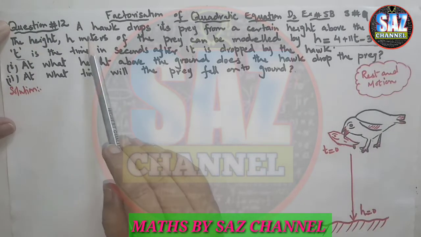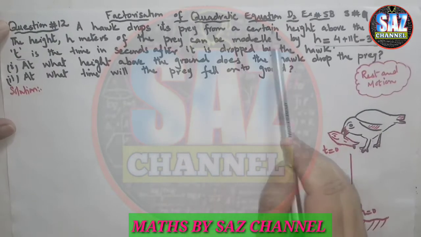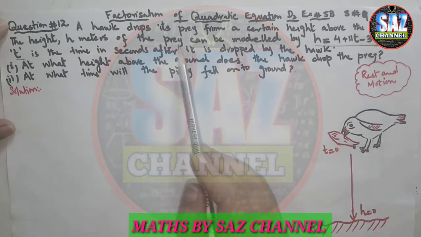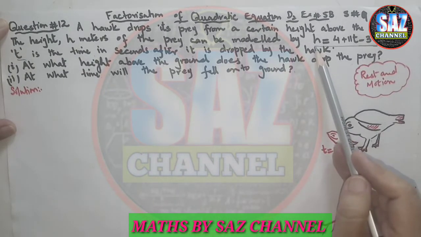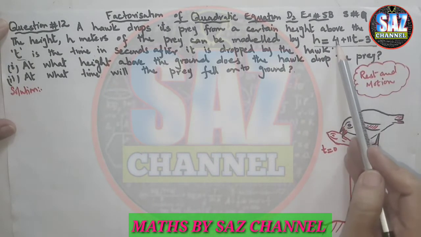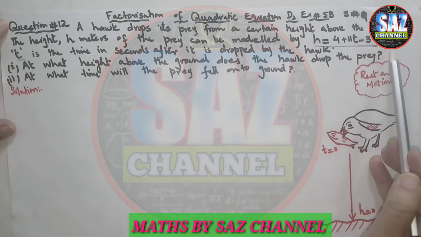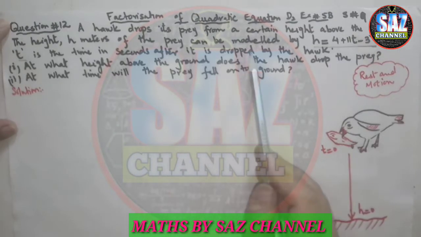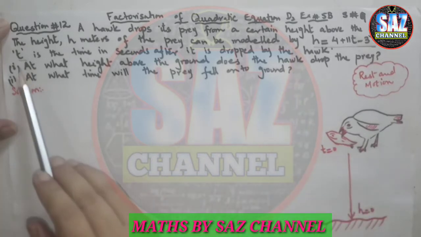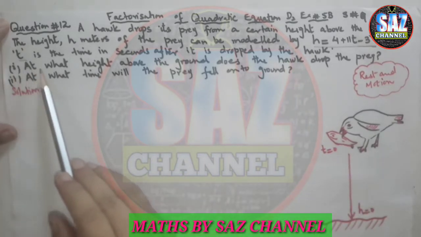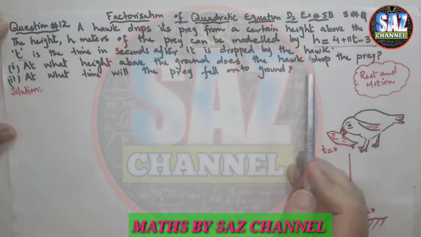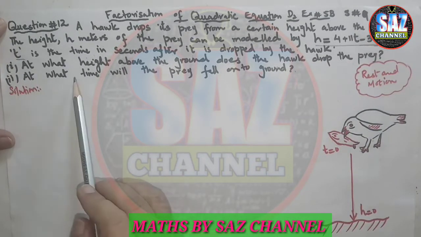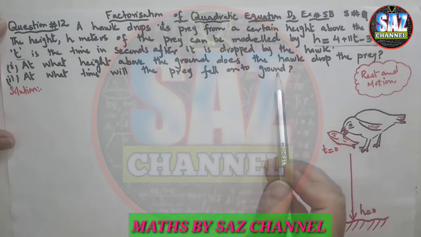The question says a hawk drops its prey from a certain height above the ground. The height h meters of the prey can be modeled by the equation h equals 4 plus 11t minus 3t squared, where t is the time in seconds after it is dropped by the hawk. The first condition of the question is: at what height above the ground does the hawk drop the prey? And the second condition is: at what time will the prey fall on the ground?